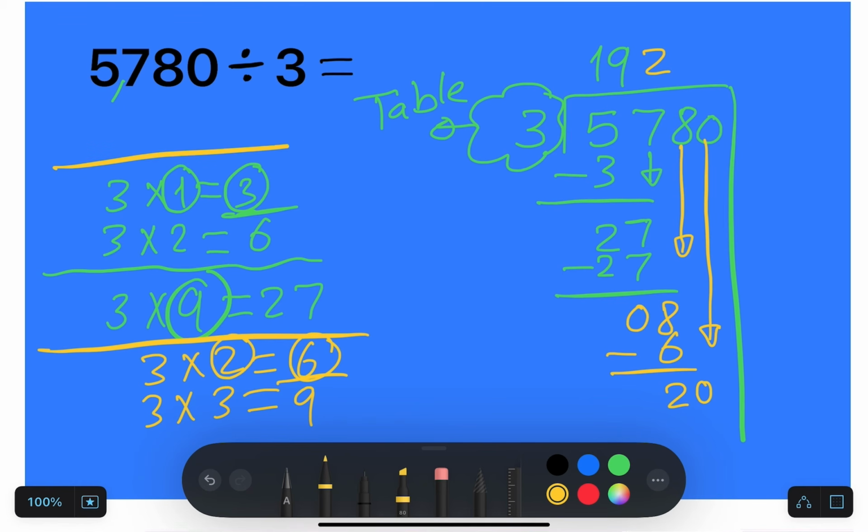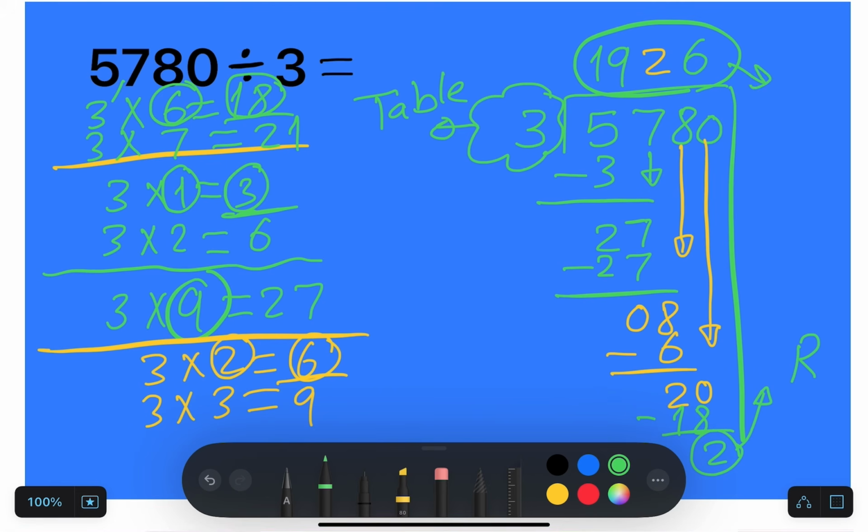Then we have 20. Check 20 is greater than 3. Then search about 20 in table 3. We have 3 times 6 is 18 and 3 times 7 is 21. 20 is between 18 and 21. Take the smallest. Write 6 up, minus 18 down. Subtract. Then we have 2. 2 is the remainder and the quotient is 1926. Then the answer is 1926 remainder 2.